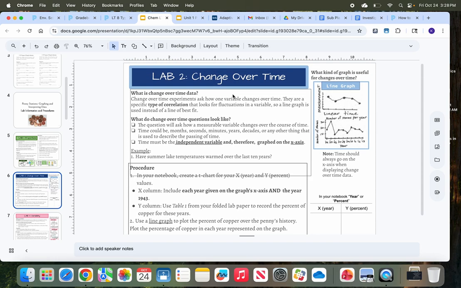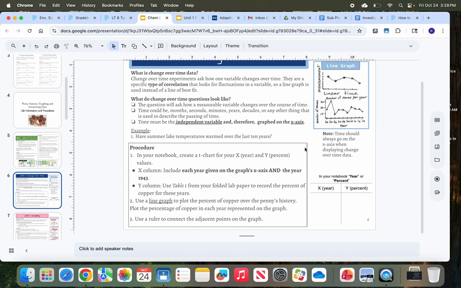Again, here is the directions. There's some information here to remind you what a change over time question looks like, and that you will be making a line graph because that's the correct type of graph to answer a change over time question. So you will connect the dots once you have your dots plotted on your graph. And then this is the procedure that you're going to follow.